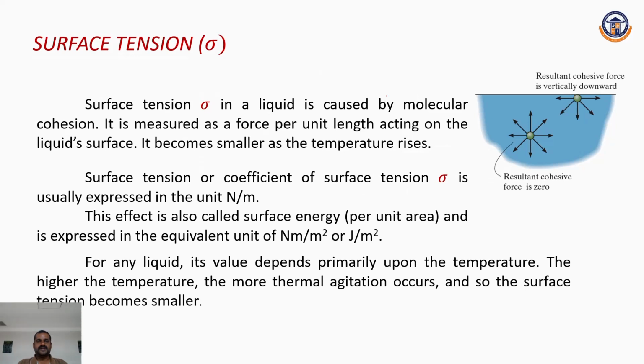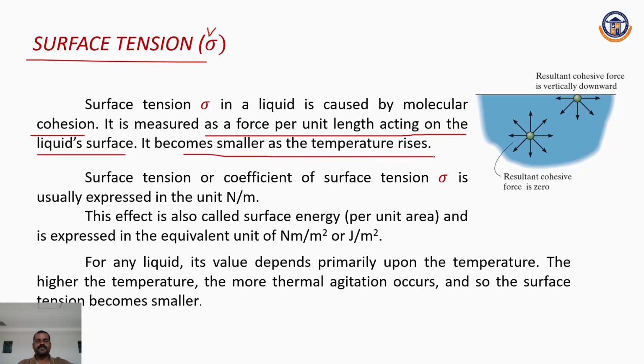Okay, well, next we will discuss surface tension. It is denoted as sigma. This is mainly caused by the molecular cohesion, right? It is measured as the force per unit length acting on a liquid surface, right? Surface tension becomes smaller as the temperature rises.